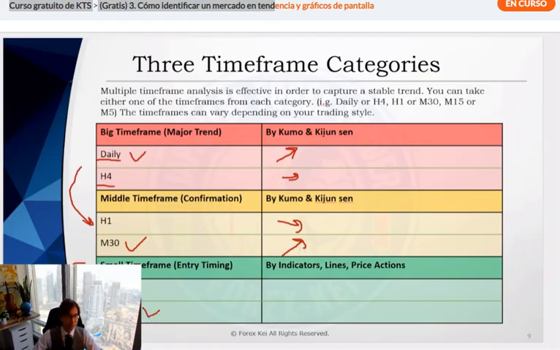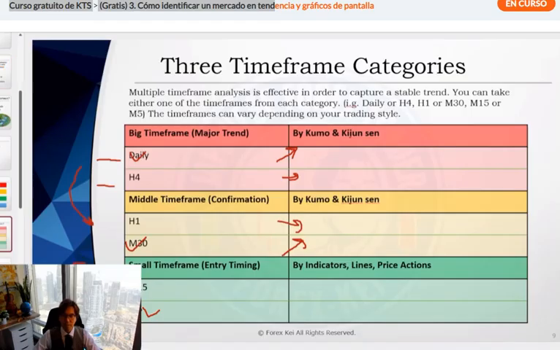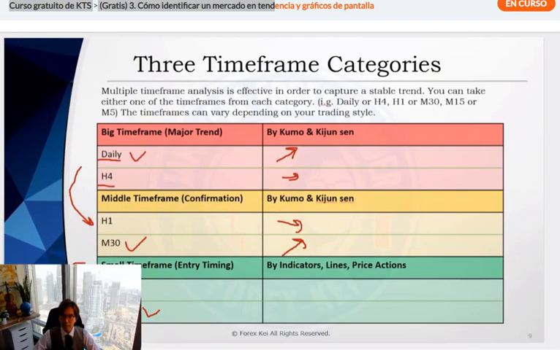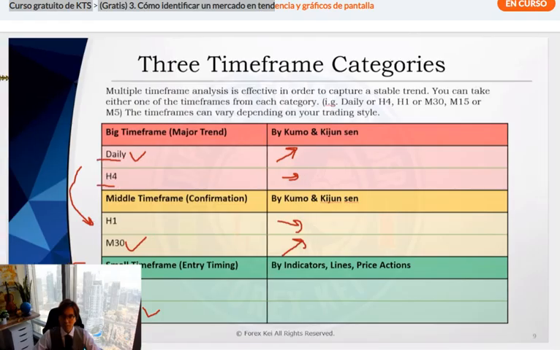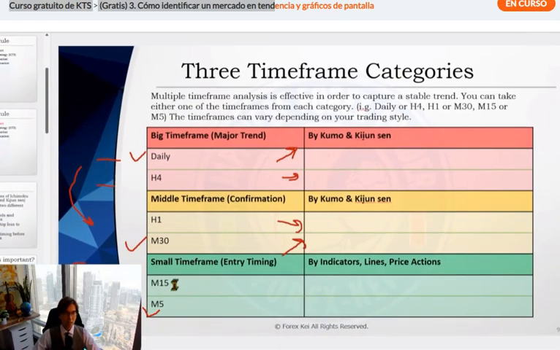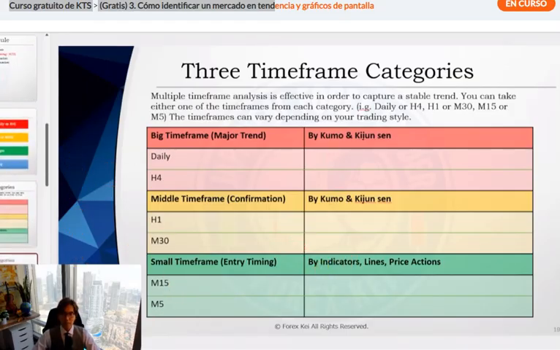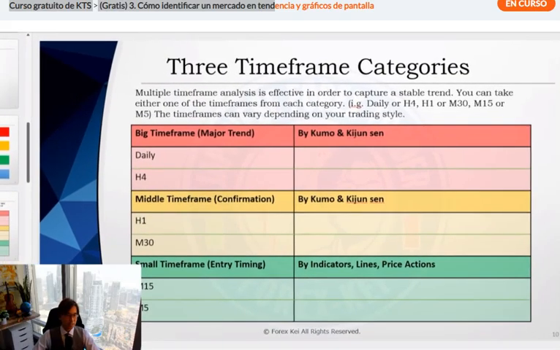Sorry, let me do this. Looks like the chart is not really fitting here. So let me see. I should have adjusted this one. Just hold on. So yeah, like this. I do take the M5, M15 to execute the trades. So that's basically how I do the analysis.